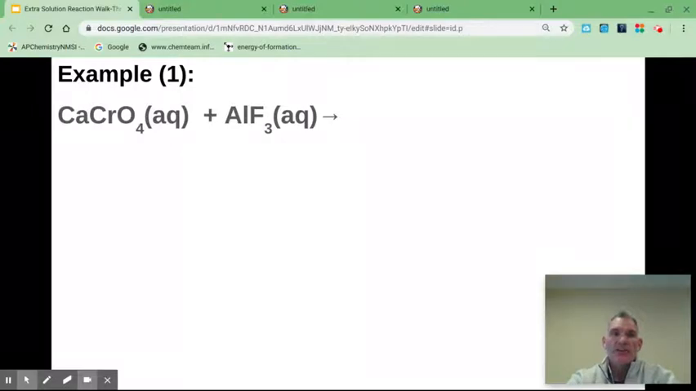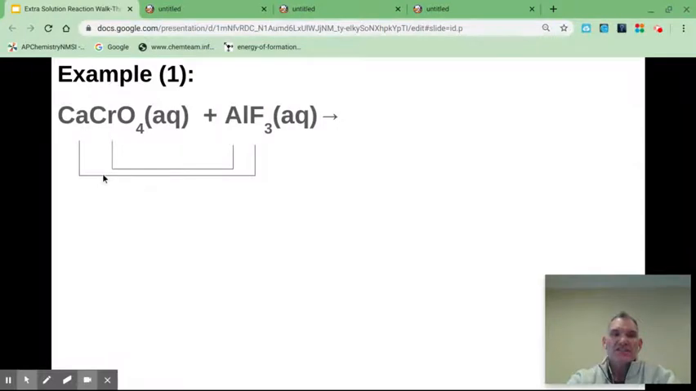So I know that the calcium is going to leave chromate and grab the fluorine. And I draw that in so I know I'm not going to make a mistake. At the same time, the Al is going to leave F and join with the CrO4. So that's my setup. So what I need to do is predict the products on this side and determine if there's going to be a precipitate. Now, how do I do that?